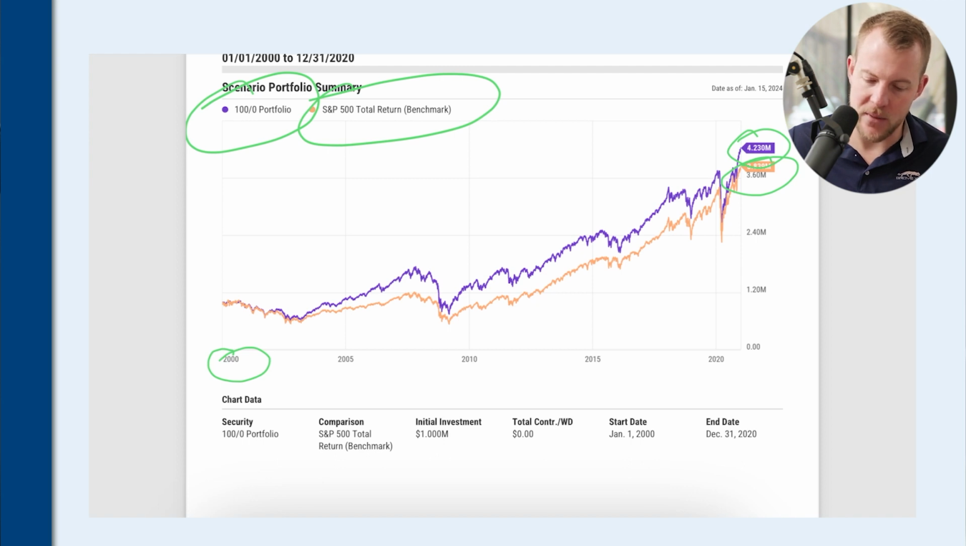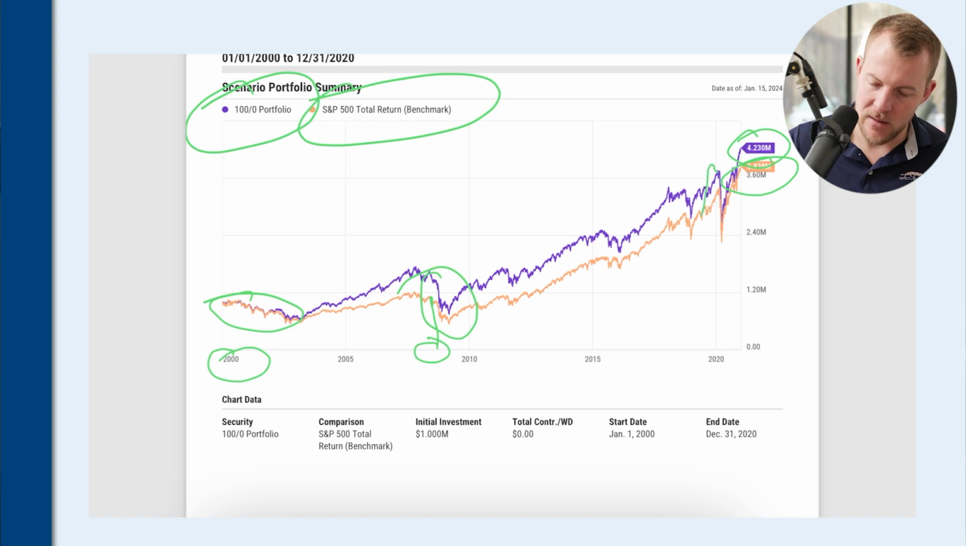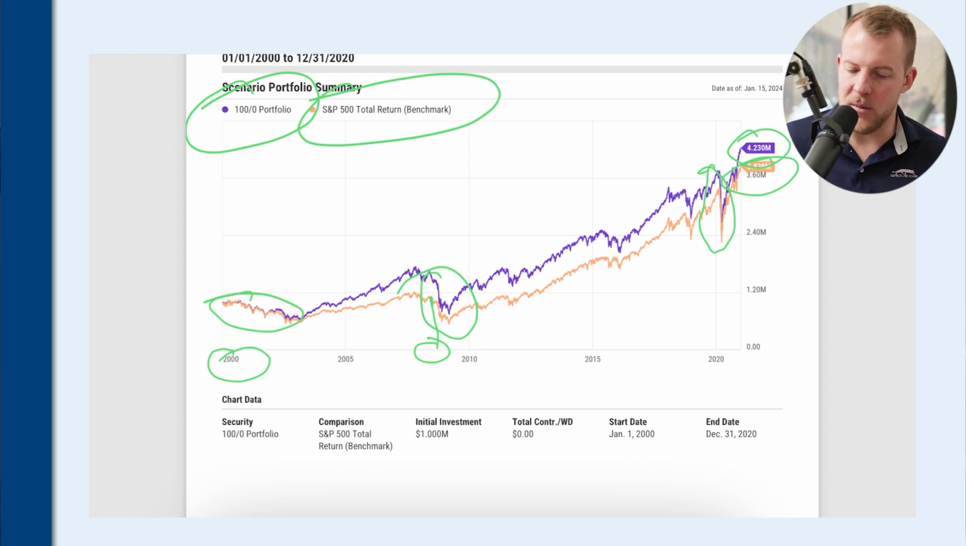But I want to point out a couple of things. This includes the tech bust from 2000, 2001, and then also includes the financial crisis, which happened in 2008. You can see that big drop. It also included this big COVID drop where the market dropped 34%. So what an asset allocated portfolio does is during those storms, during the volatility here, it protects you better. And that's why at the end of the 20 years, you have a substantially better return.